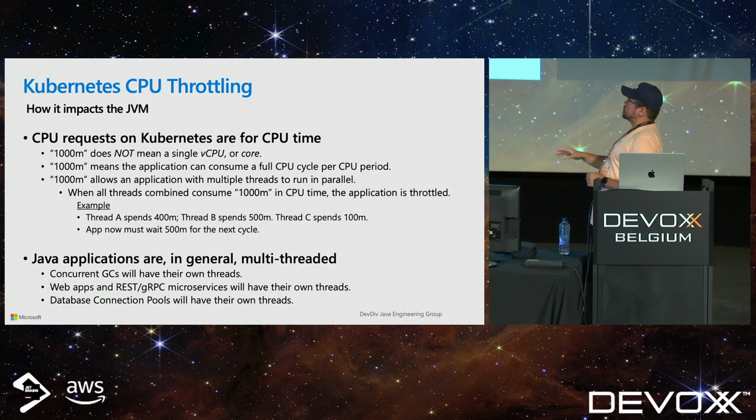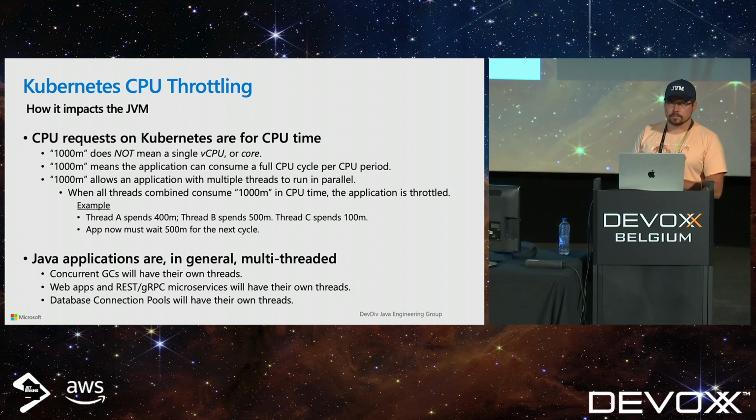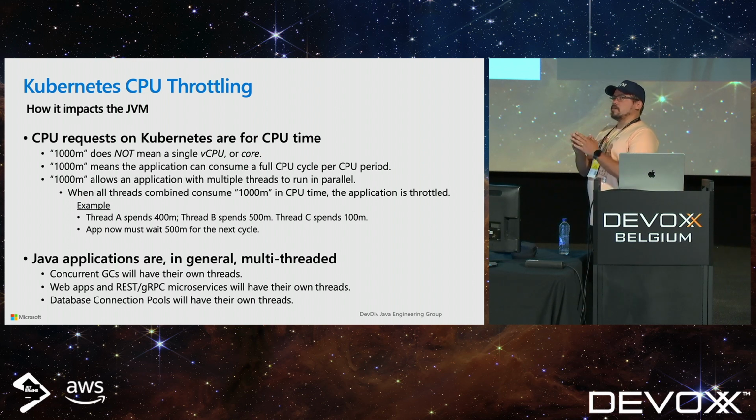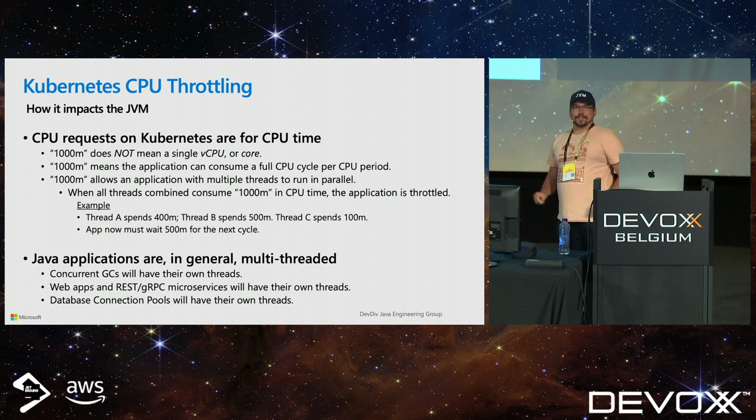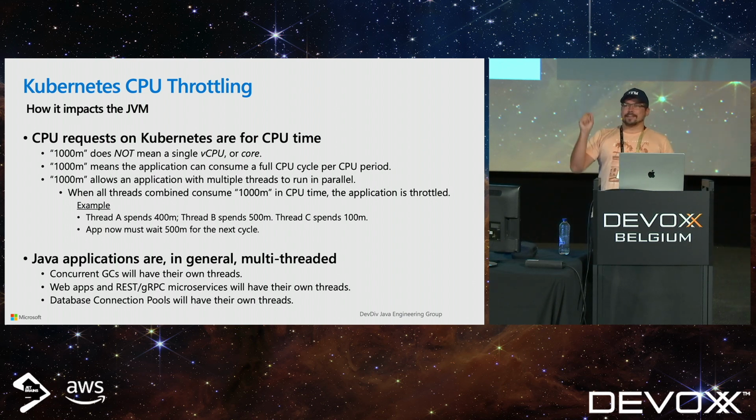CPU requests on Kubernetes are for CPU time, okay? 1,000 millicore does not mean one processor. If you're setting on your YAML file, request limit 1,000 millicore, and you write a comment, allocate only one CPU for this application, that comment is wrong. You're not reserving one processor for the application. You are reserving the time of one processor.